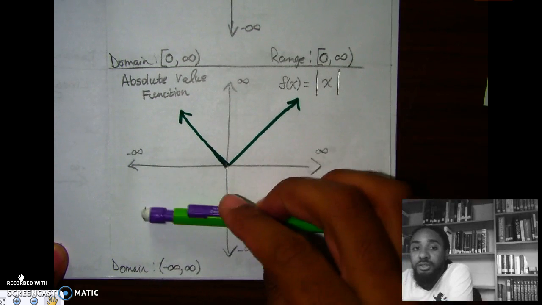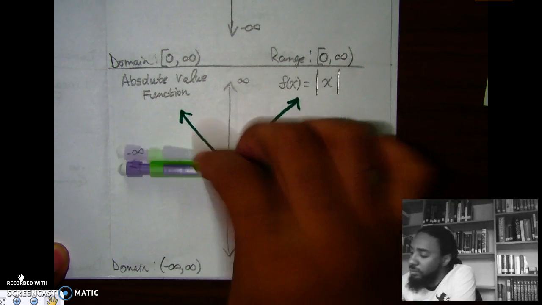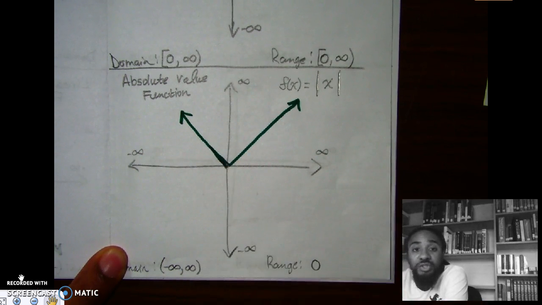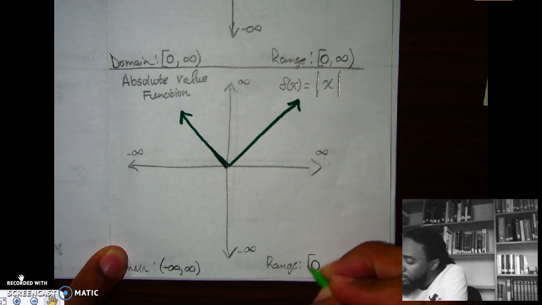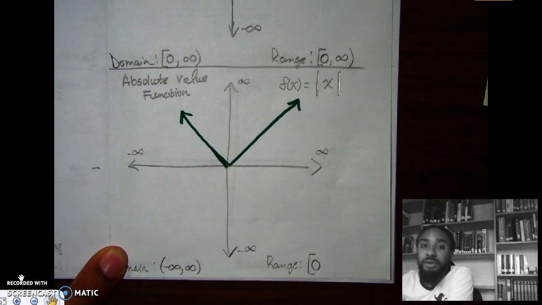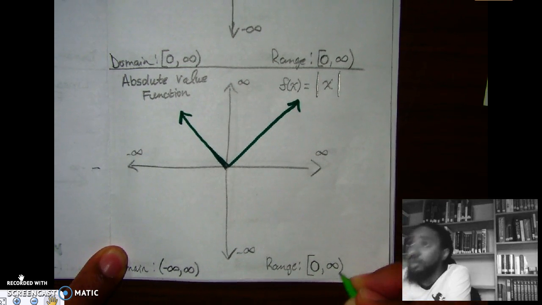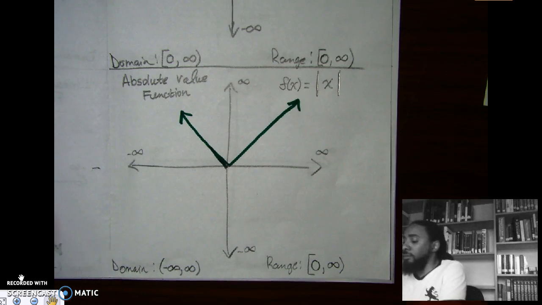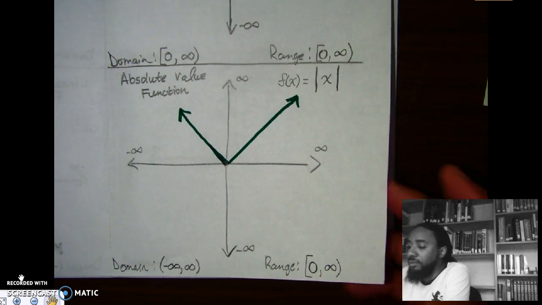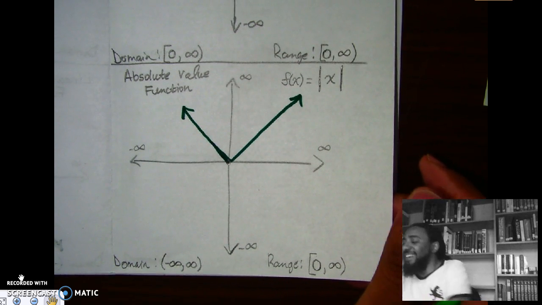If we look at the range, going from bottom to the top, again, it starts at 0. And again, that's a closed circle. And then it goes up forever and ever to those arrows. This means it's going up to positive infinity forever. To infinity and beyond. All right, so we have that. Absolute value. Not bad. That's your V.